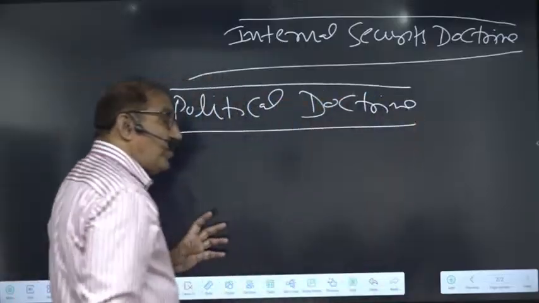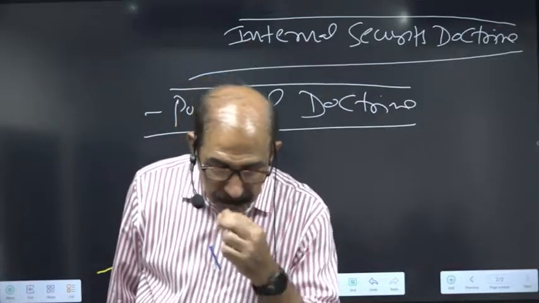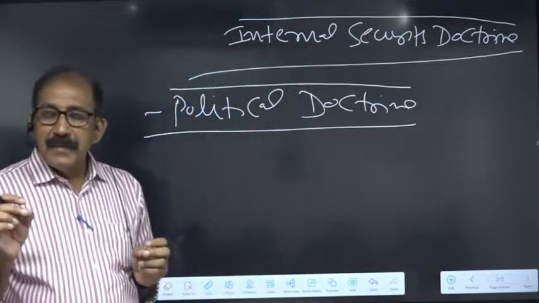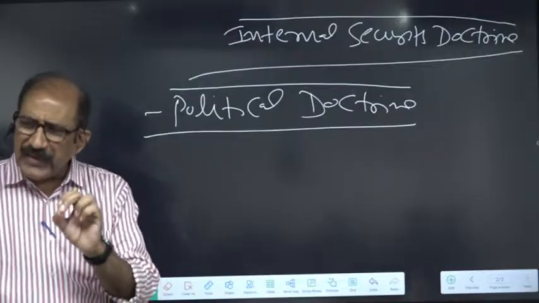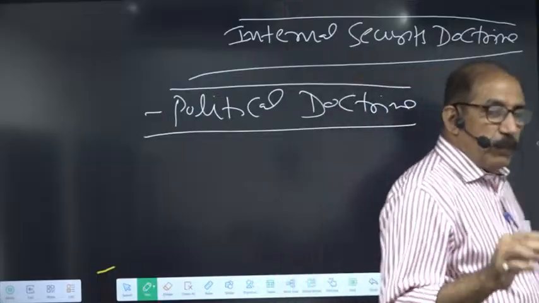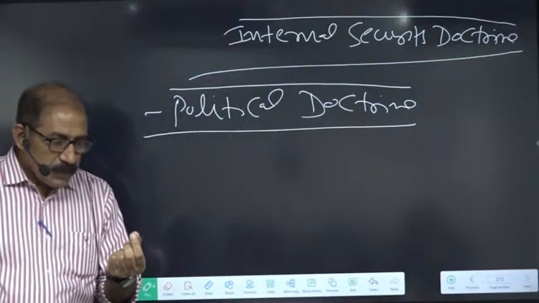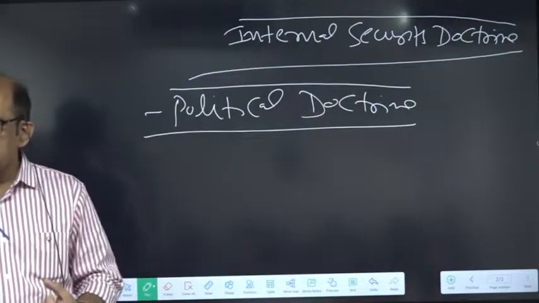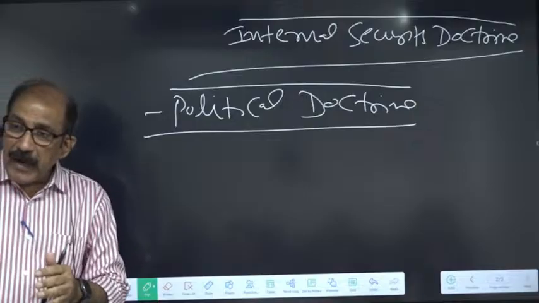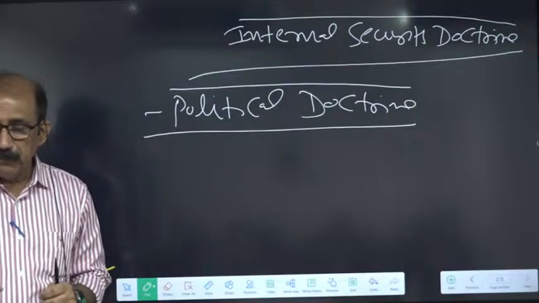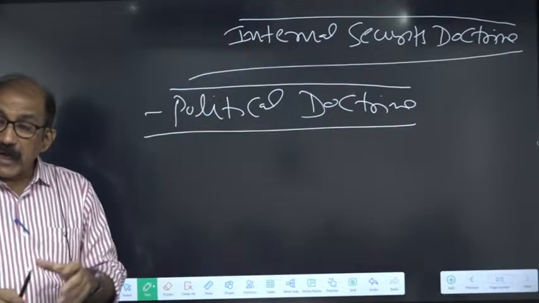Now, why do we call it a political doctrine? Because many problems of internal security are primarily political in nature. For example, the demand for Bodoland in Assam, the demand for a separate state of Nagalim by the Nagas, the problem of separatism in Jammu and Kashmir. This is political in nature. Manipur, with Meiteis and Kukis fighting. So many of the problems are political in nature.